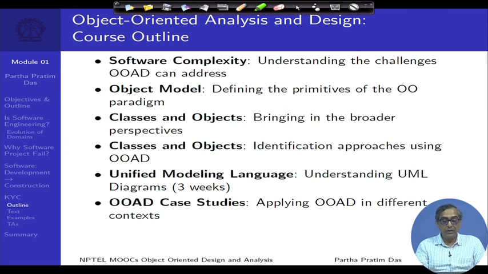And in this whole process, we will start using a graphical language, which is a de facto standard to express object oriented systems today, known as the Unified Modeling Language. For 3 weeks, we will learn this language, we will take several examples to model in that language, and we will show you exactly how to use it, how to talk in the lingua franca of the object oriented community. Finally, before we end, we will discuss and work through some case studies where OOAD will be applied to different contexts.